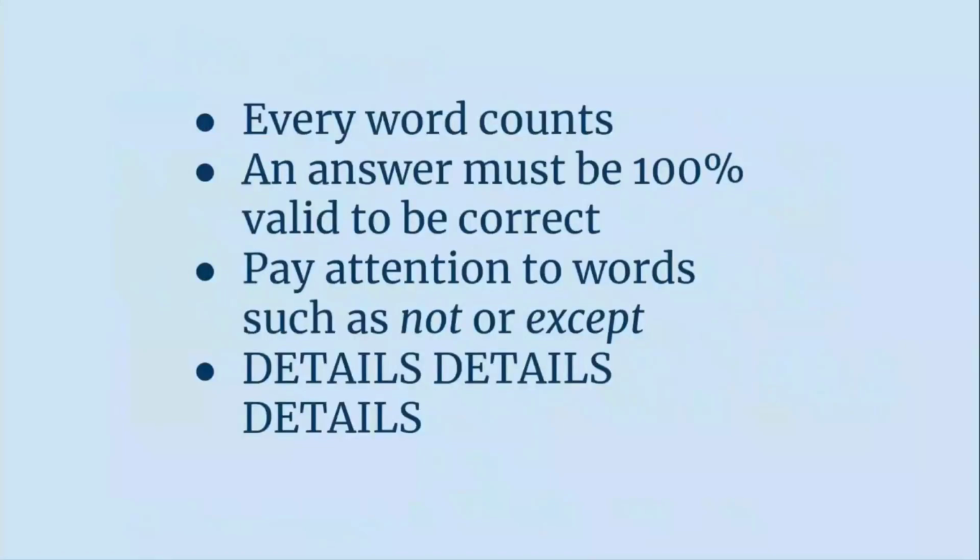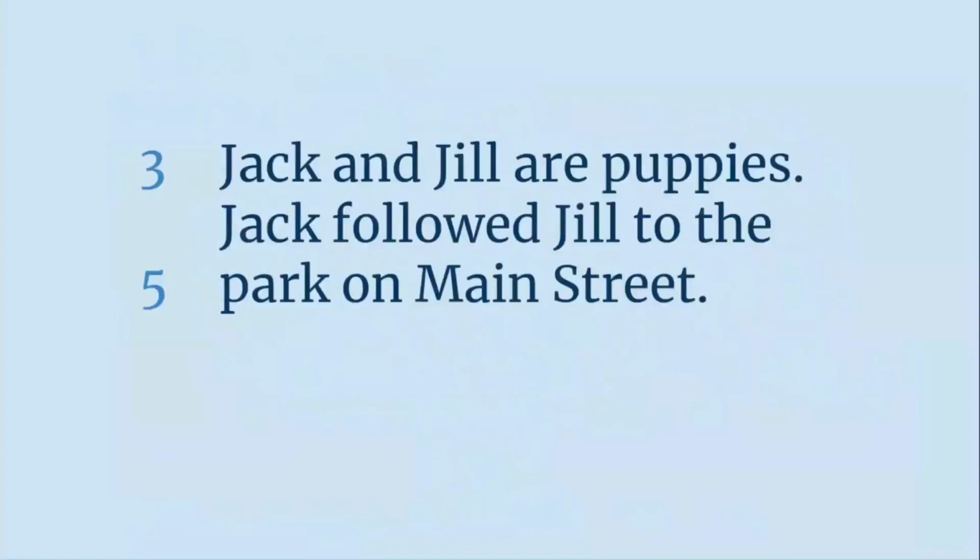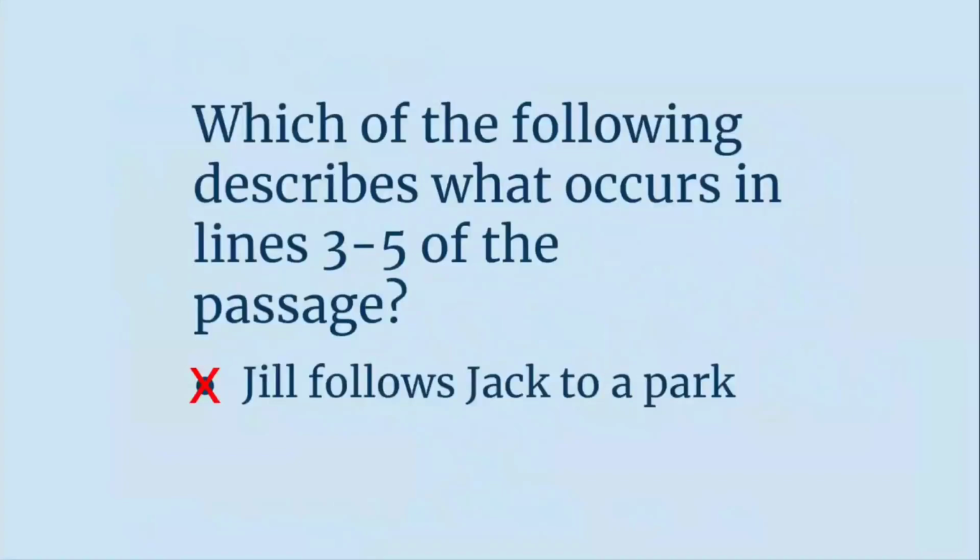Another thing that might throw you off is a negating word like not or except, which might be either in the question or in the answer, so just make sure that you're being thorough. Going back to our example sentences, let's say that we have a question which reads, which of the following best describes what occurs in lines 3 to 5 of the passage? An incorrect choice might say that Jill follows Jack to a park. But if you go back to the sentences, you'll see that it's actually the other way around. Jack follows Jill. This choice reflects a confused relationship, and it would be a pretty simple mistake to make if you're skimming through and not giving a good amount of attention to each question.